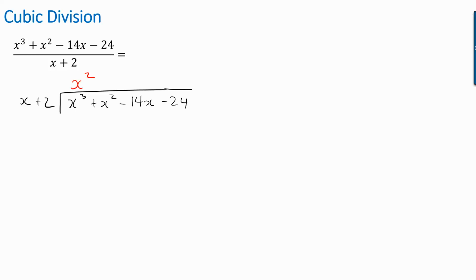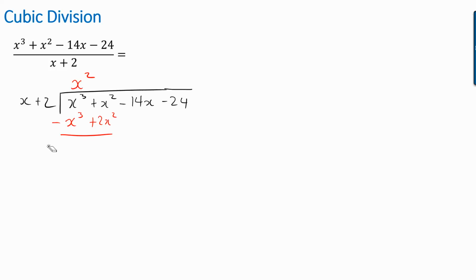So x squared is going to be multiplied to x plus 2. So x squared times x gives me my x cubed that I wanted. Good. X squared times positive 2 gives me positive 2x squared. Next thing is you subtract it because you're trying to find the difference. You want to see the remainder. So the nice thing is we know the x cubes will cancel out to be 0.